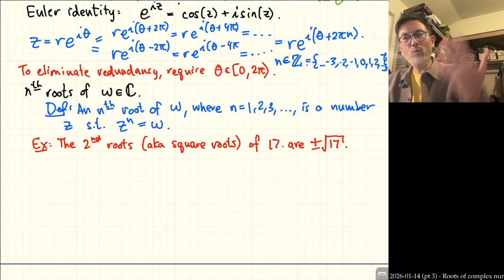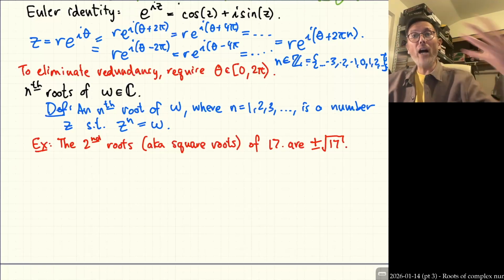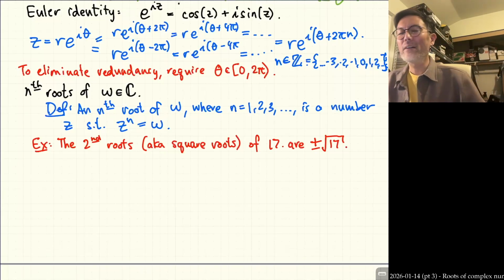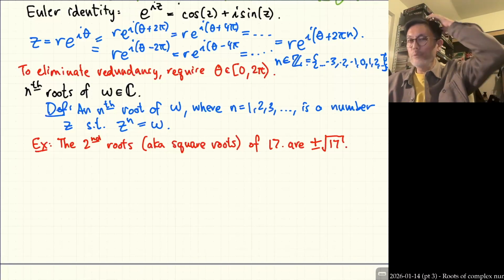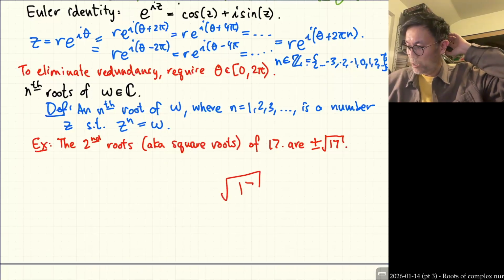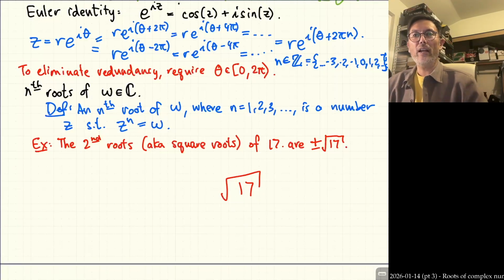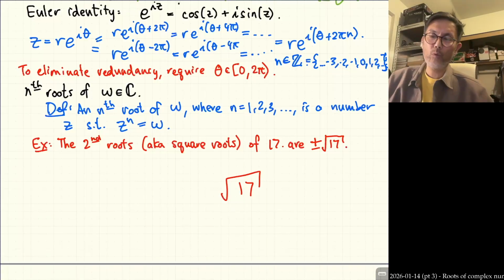So then what's the square root of 17? The square root of 17 is the positive square root of 17. It's the non-negative square root of 17. This is oftentimes a cause for confusion. Sometimes people think that the square root of 17, this quantity, is two things at once. No. It is only one thing. It is the positive number whose square is 17. We call that the square root.